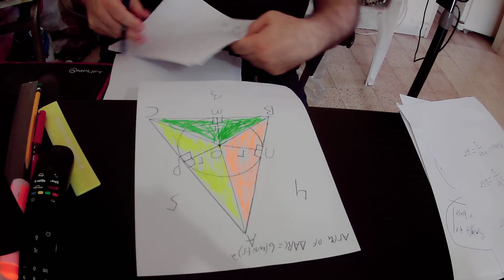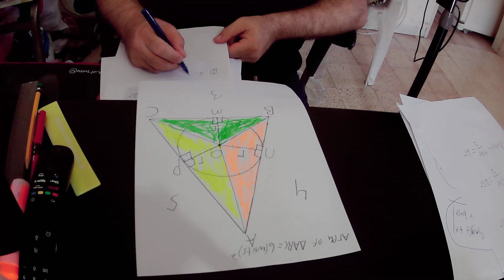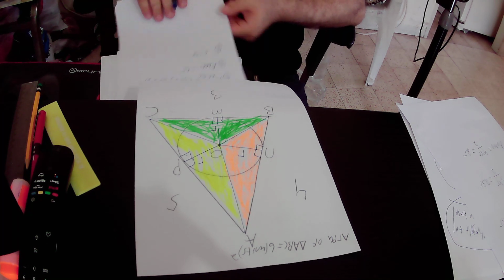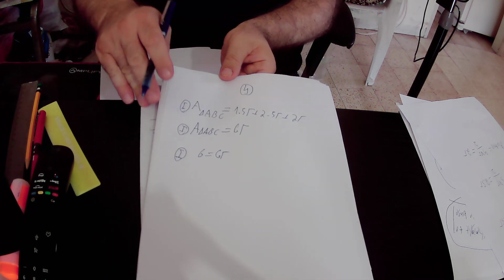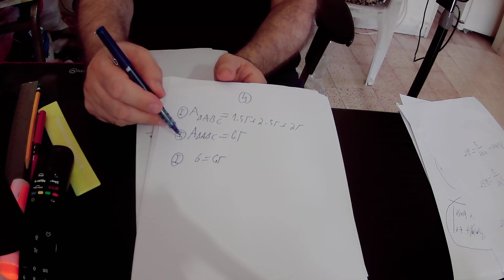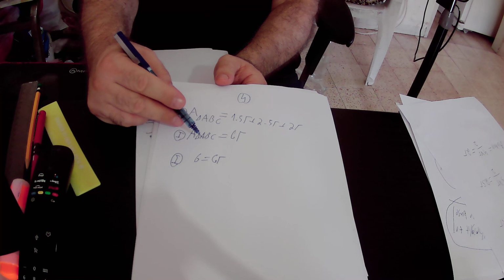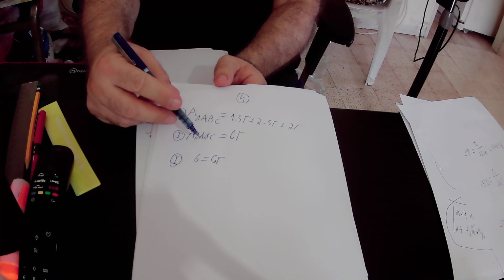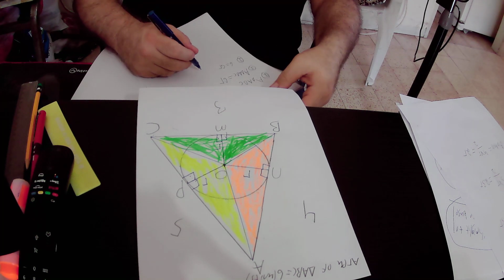Okay? So I substituted the area of triangle ABC by 6. We got in equation number 1 that 6 equals 6 times the radius. We will divide equation number 1 by 6.